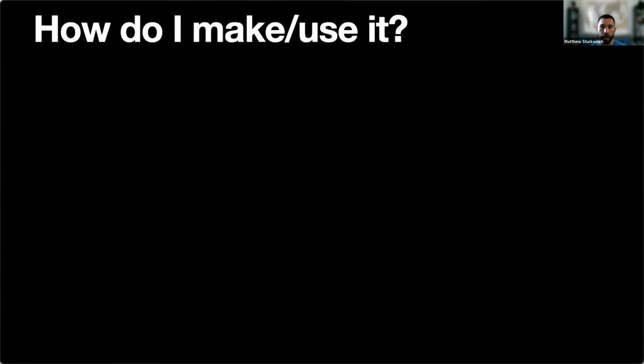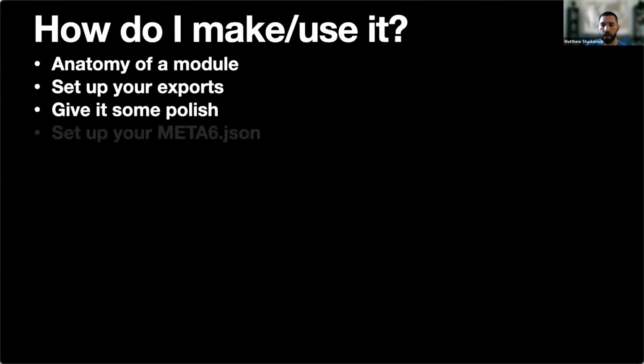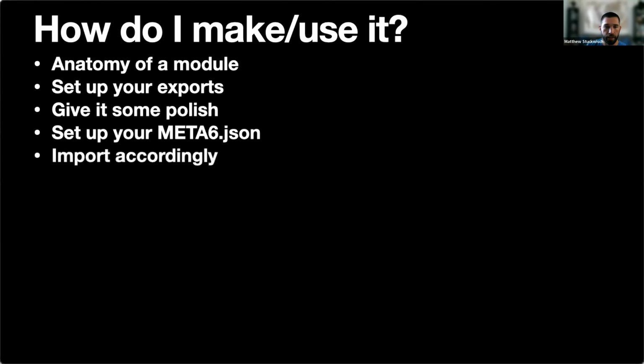So now we're gonna get into how we make and use modules. We're gonna get into the anatomy of a module, how we deal with exports, how we can give it a little bit of polish. And this is where I'm really talking about things that we want to do, those of us who are really making modules that'll be used by the community, setting up our Meta 6, and handling other sorts of imports when we actually want to use the module.